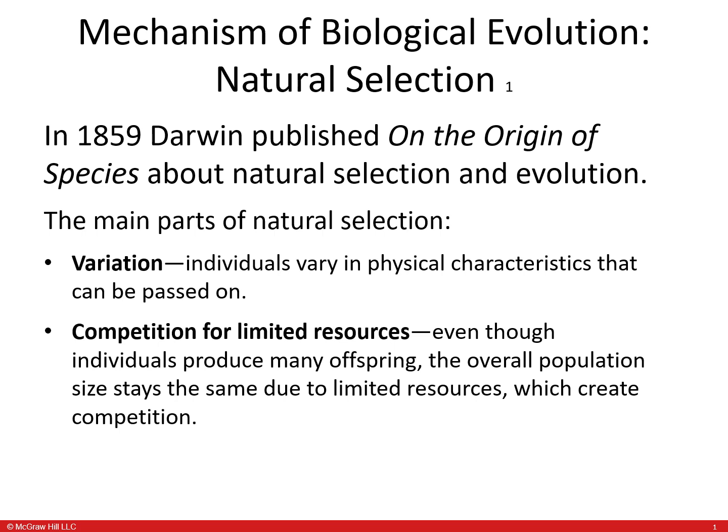Darwin published On the Origin of Species. That was about natural selection and evolution. So the main part of natural selection includes variation, so individuals vary in physical characteristics that can be passed on.